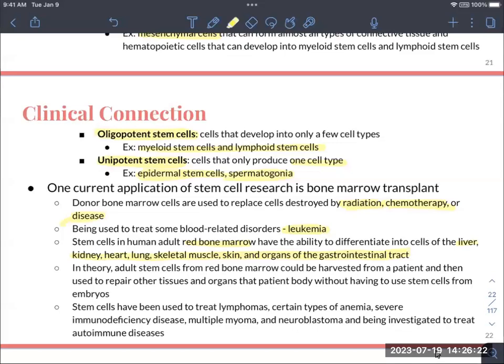So we use these stem cells to treat different lymphomas, some types of anemia. It's people who have severe immunodeficiency disease. So most of these people don't have an immune system at all. Multiple myeloma, neuroblastoma. And they're also looking at ways to treat autoimmune diseases where your immune system doesn't identify self from non-self anymore. So your immune system attacks the self.